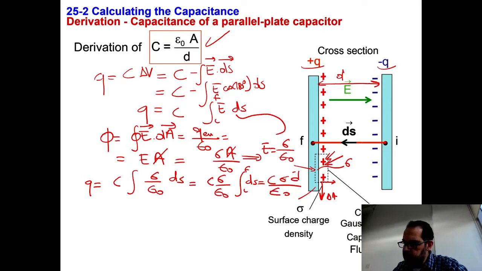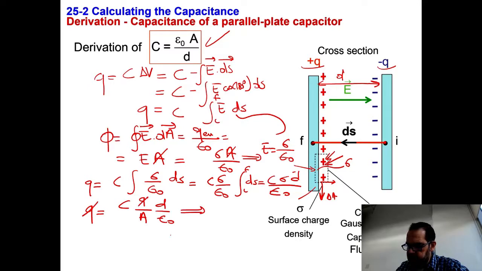So let's replace sigma by its equation. It's the charge per unit area, so we can write Q is equal to C times sigma, the charge per unit area, times D divided by epsilon 0. You can see the charges will cancel and we obtain the capacitance: C is equal to epsilon 0 A divided by D.